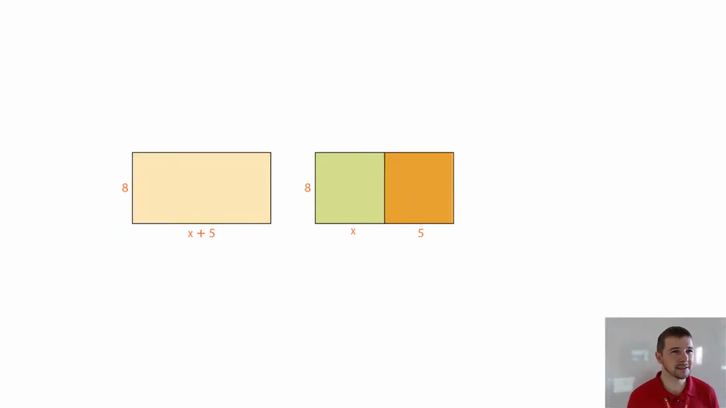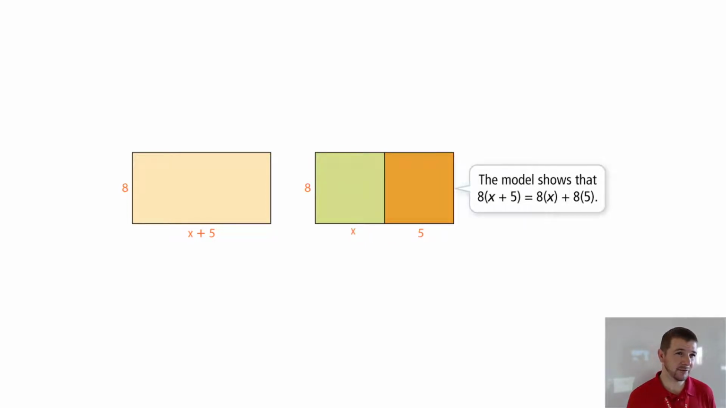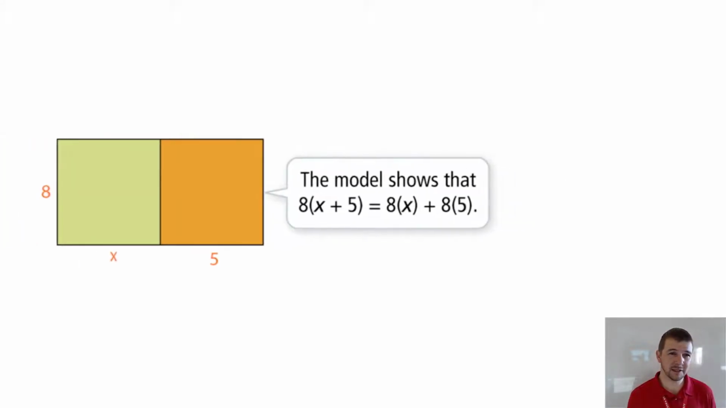And then on the right-hand side, a similar size rectangle, exactly the same size as we'll see. It has a height of 8. And then the green rectangle on the left has a width of x. The orange rectangle on the right has a width of 5. So if we were to put those together, we would have a width of x plus 5. So this model shows that 8 times x plus 5, the area of the rectangle on the left, equals 8 times x, the area of the green rectangle, plus 8 times 5, the area of the orange rectangle. And if we just look at that equation, we see an example of the distributive property.